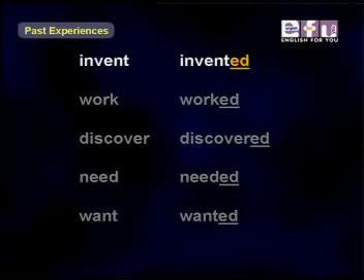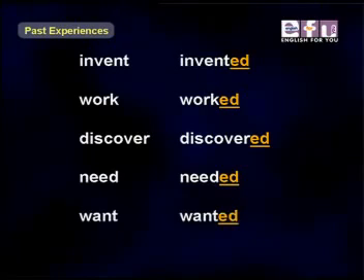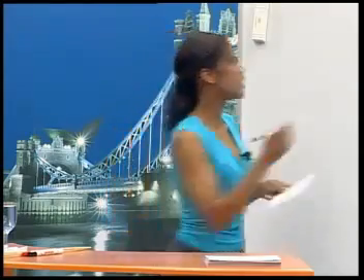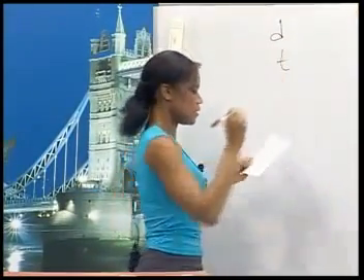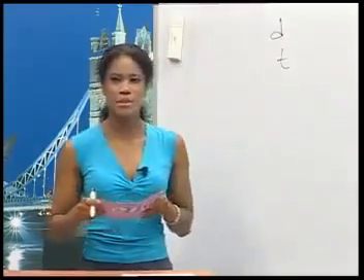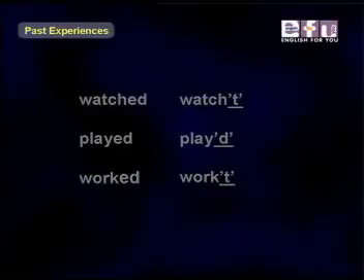Let's see more examples. Invent, invented. Work, worked. Discover, discovered. Need, needed. Want, wanted. Now when we speak, we pronounce the ed sound like a soft D or a soft T. Listen to how I pronounce the following words.